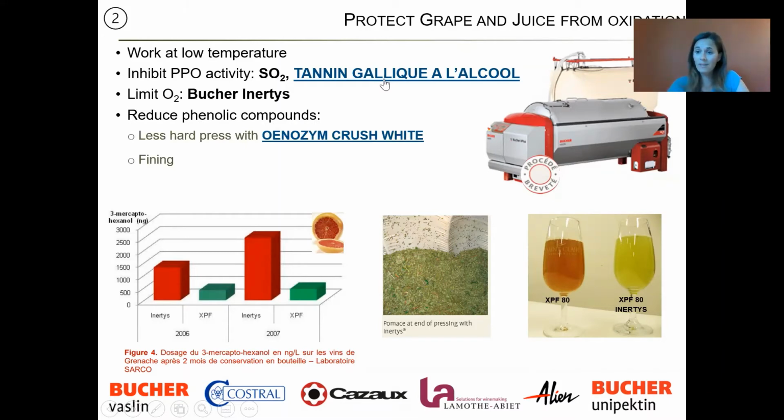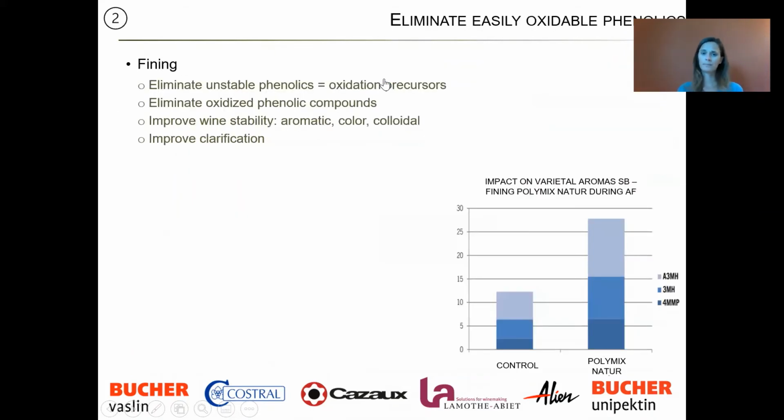The other part that we can do is to reduce the phenolic compound extraction. One way is to just press less hard. Don't go on the high pressure part, but use an enzyme crush white to increase your volume of free run. And the other way is to use a fining in juice or during fermentation.